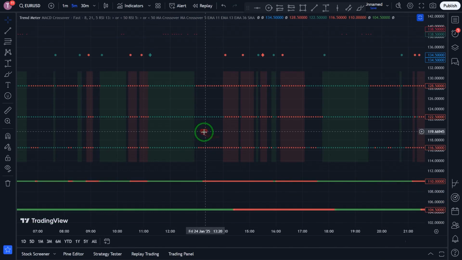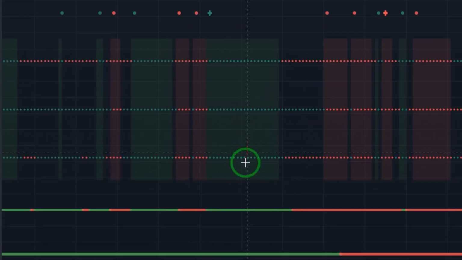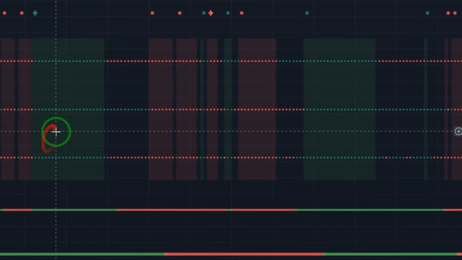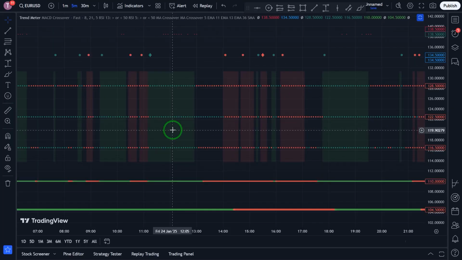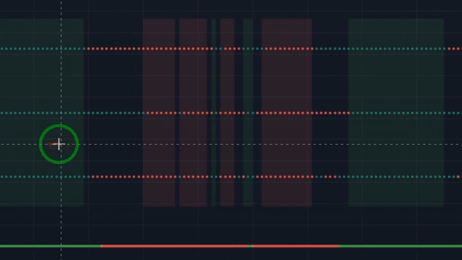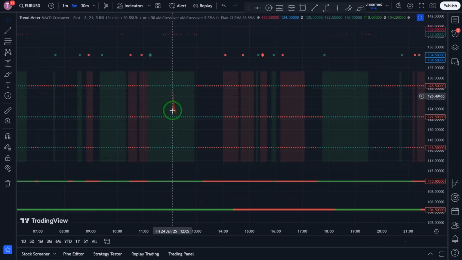What does this indicator do? The trend meter helps you better identify market trends. It adds several bars and color coding to your chart that shows whether the market is bullish, bearish, or in a range. Important components of this indicator that you should know: trend bars, green bullish trend, red bearish trend, 3 meters. How do we use it?